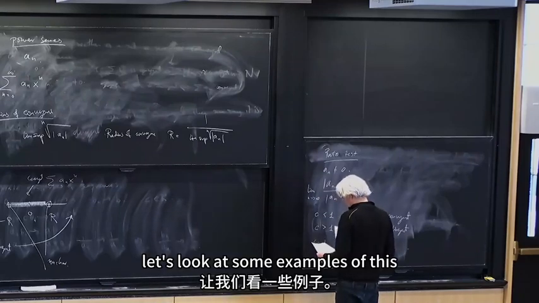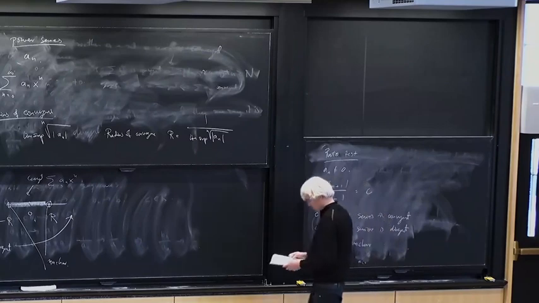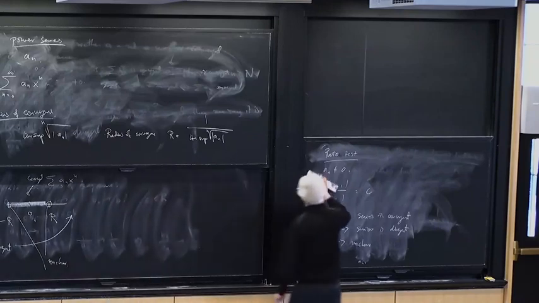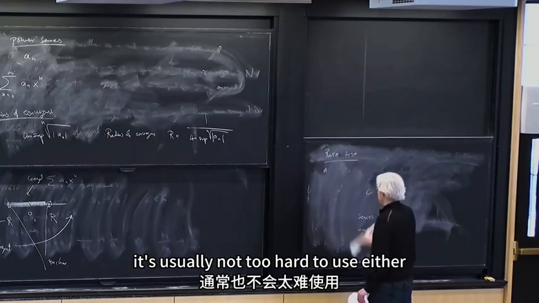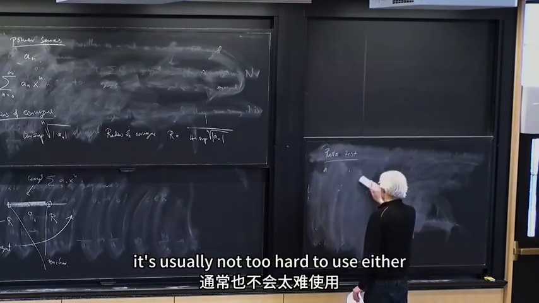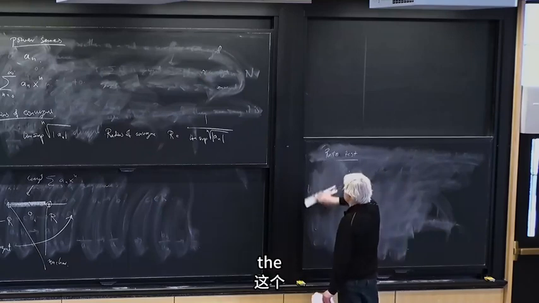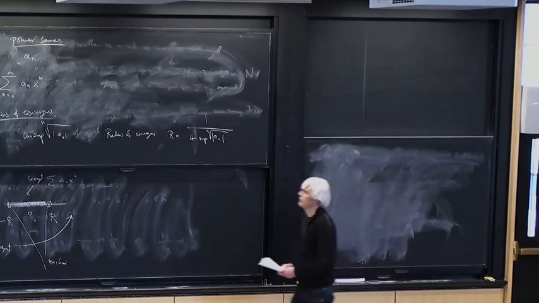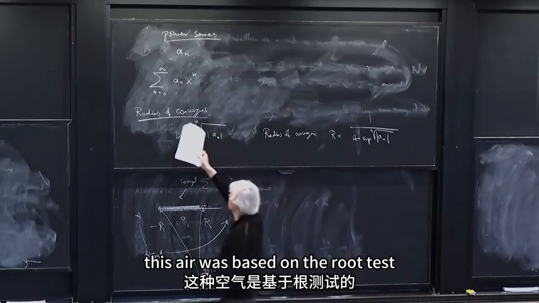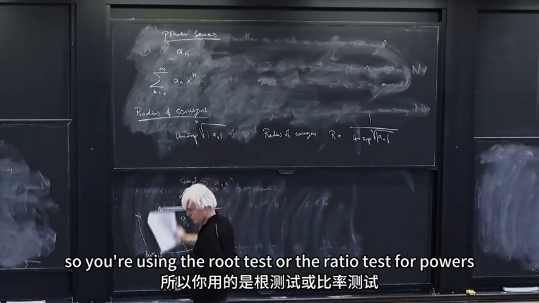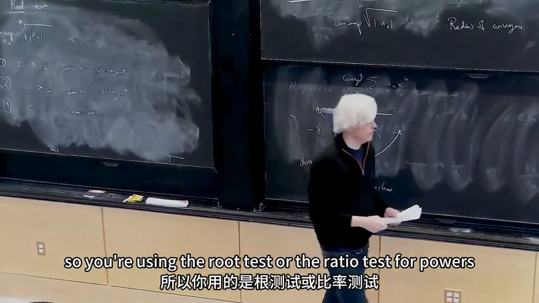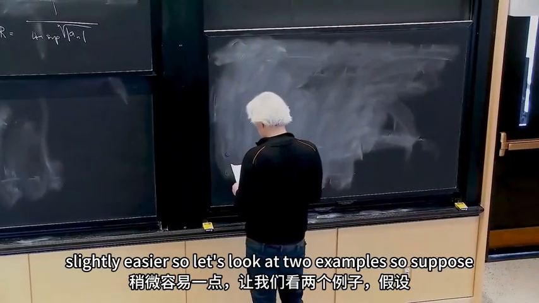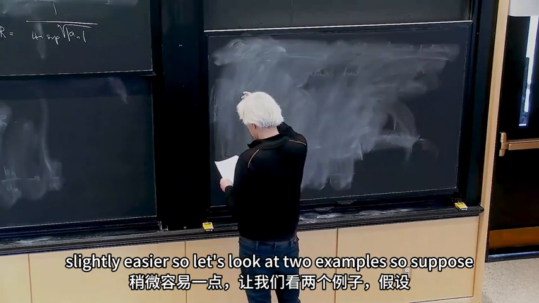And so, okay, now let's look at some examples of this. It's usually not too hard to use either the root test, since this was based on the root test, or the ratio test for power series. You can take advantage of it. Sometimes one is just slightly easier. So let's look at 2 examples here.